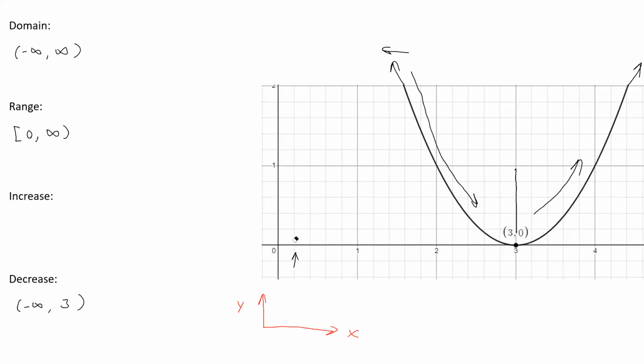Now, for the interval of increase, that's everything to the right of this point here, because that's when we're going up on the line. So we do the same thing. The interval of increase goes from 3, the x value of 3, to infinity, just because this graph keeps going forever. So hopefully that was clear.